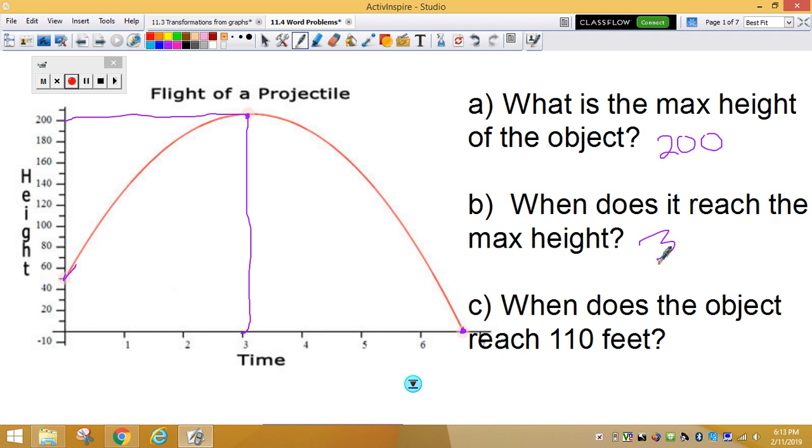When does the object reach 110 feet? Well, here's 110. So it reached right here, which is a little under 1. I'm going to put 0.8. It also hits, this one's going to have 2 answers, right here, which looks like it's about 5.8. So it reached 110 feet twice. It reached it once on the way up, and it reached it once on the way down.